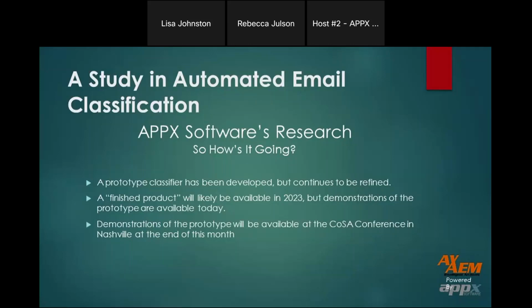We don't anticipate actually having any kind of a finished product this year. It's likely to happen sometime next year, but we will have demonstrations available at the end of this month at the COSA conference. So if anyone is interested in seeing the results of our early research on it, please feel free to drop by and take a look at it.